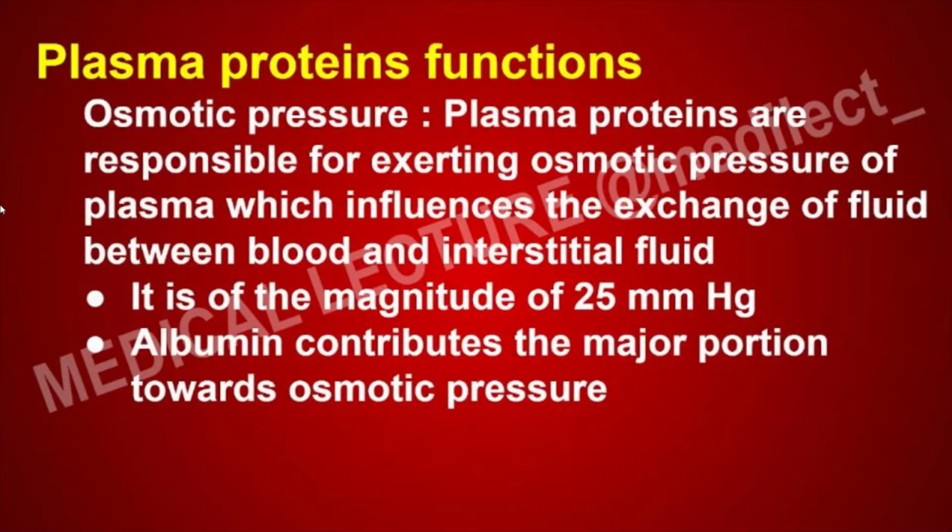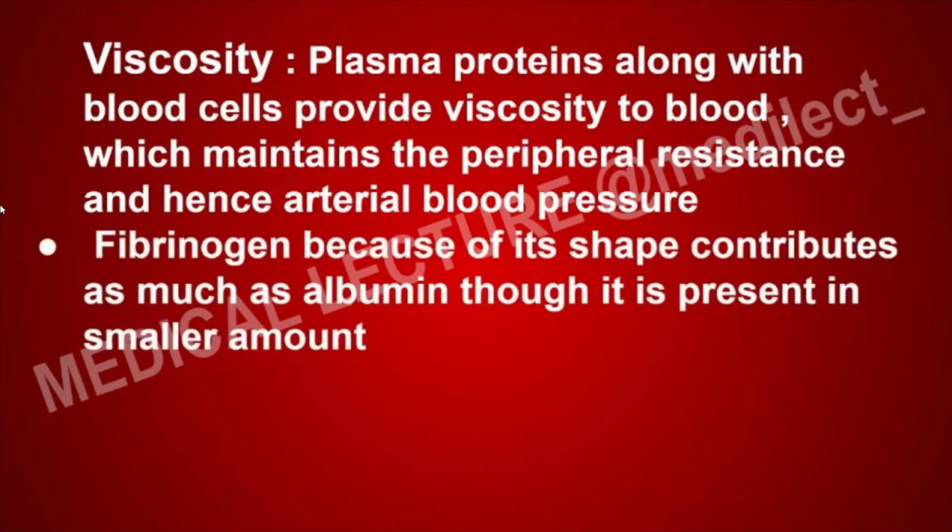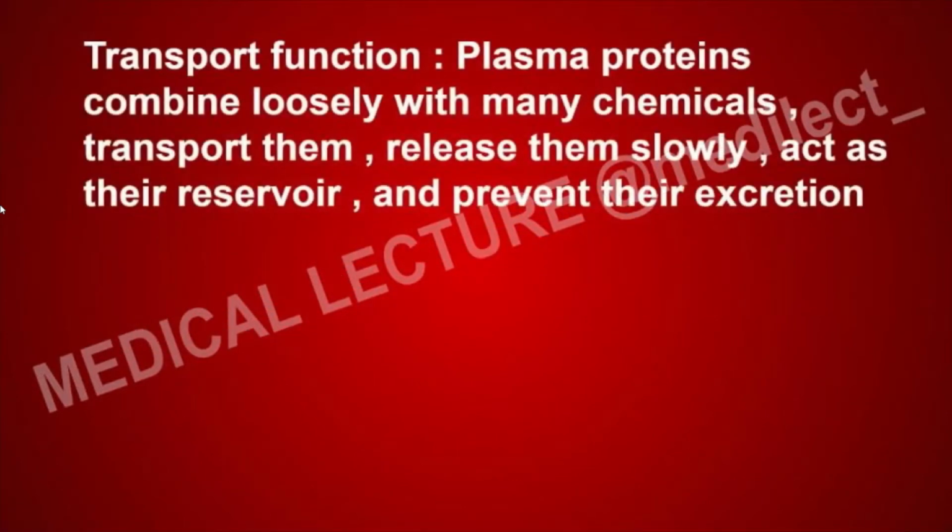Very important. Now next function is the viscosity. Plasma proteins along with the blood cells provide the viscosity to the blood, which maintains the peripheral resistance, and hence the arterial blood pressure is also maintained. Now over here fibrinogen, because of its shape, contributes as much as albumin, though it is present in smaller amounts. So remember, the osmotic pressure is majorly exerted by the albumin, while the viscosity is done by both fibrinogen as well as albumin.